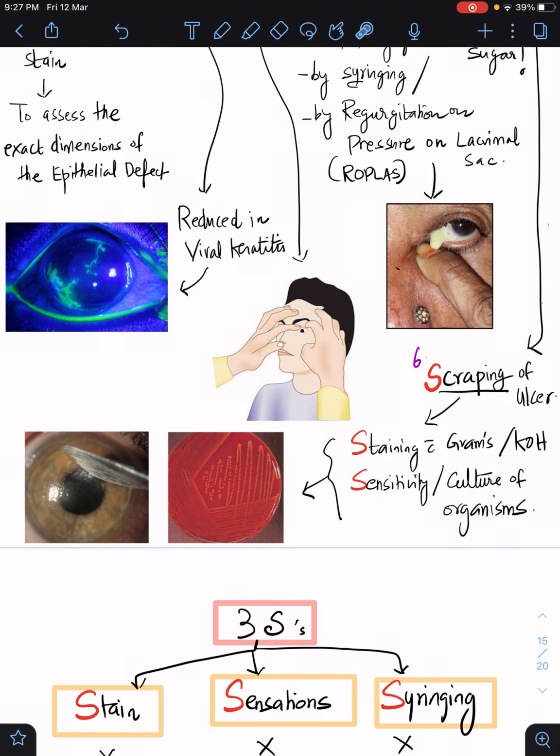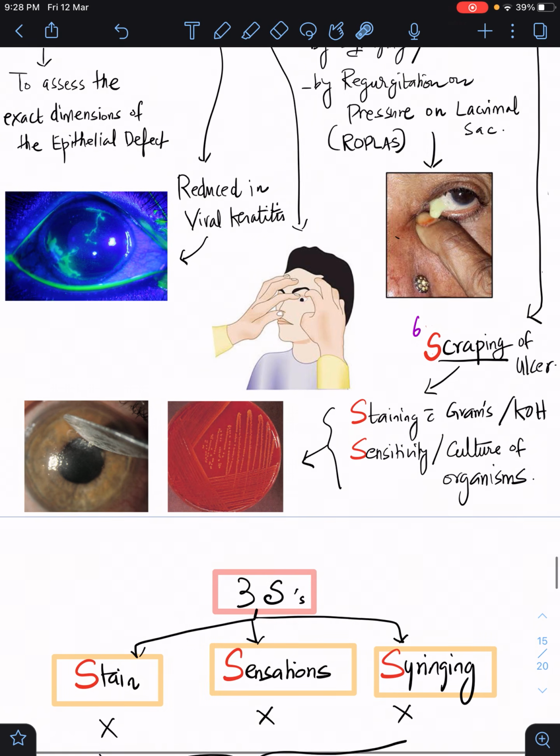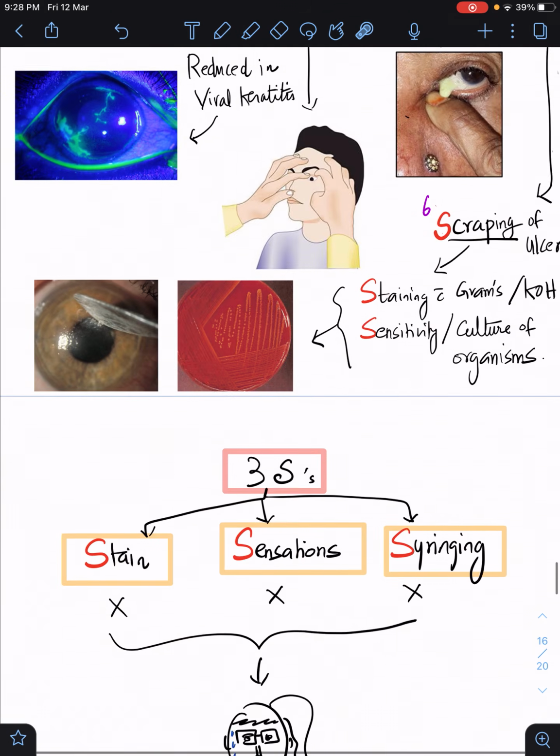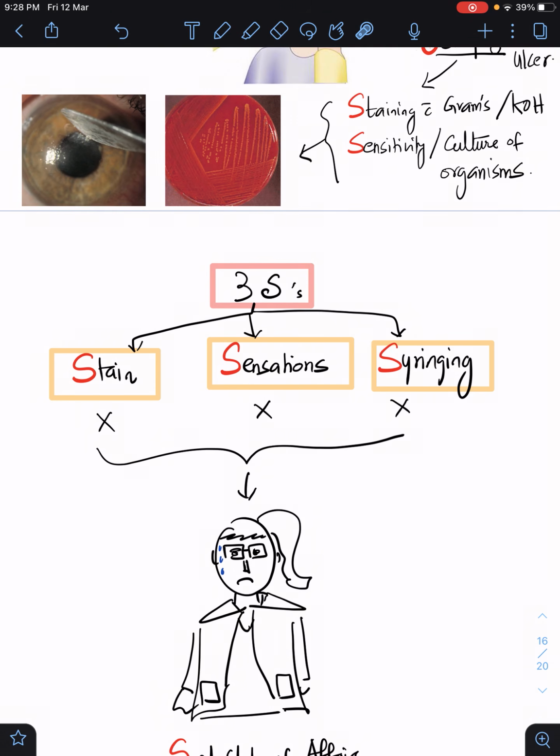Scrape the ulcer, stain with Gram or KOH, find the sensitivity or culture of the organisms, find what is the etiology, what is the cause for that ulcer, and treat that ulcer accordingly. In other words, personalize the treatment of the ulcer. So if you can't remember these 10 S's, remember at least 3 S's: stain the ulcer, find the sensations, and syringing. These 3 you can do all by yourself without any external help or accessories.